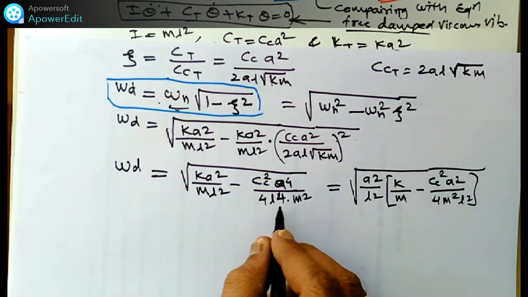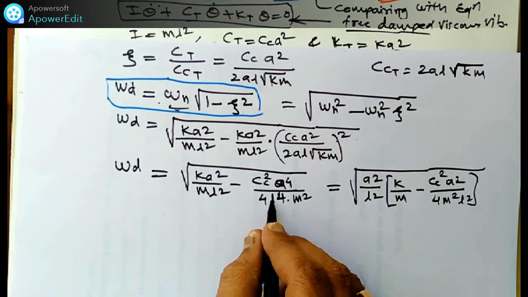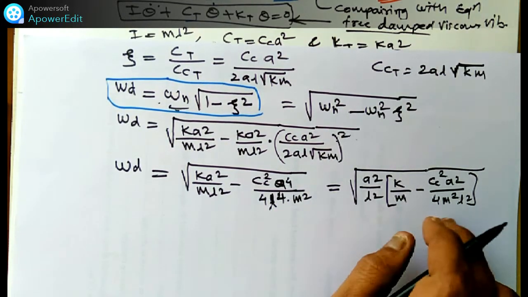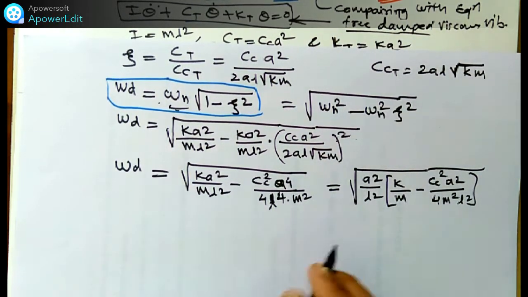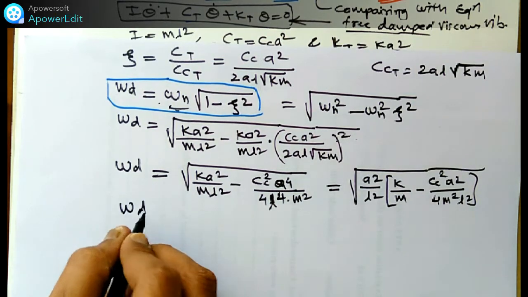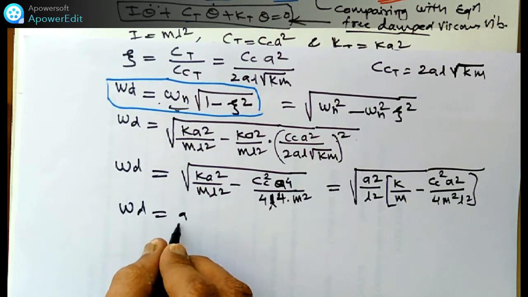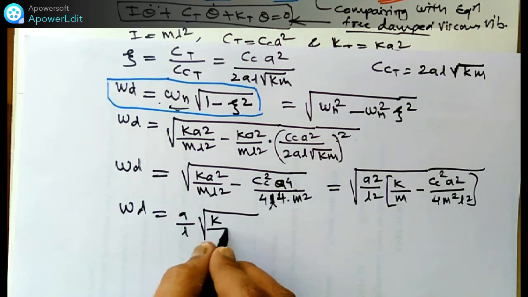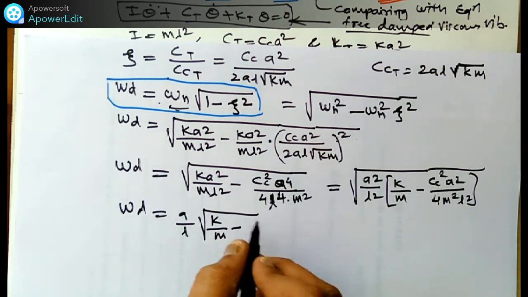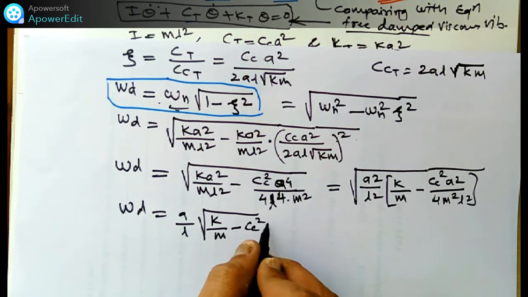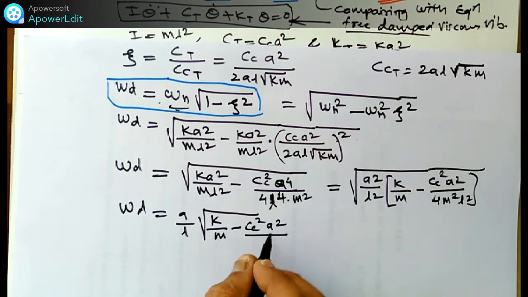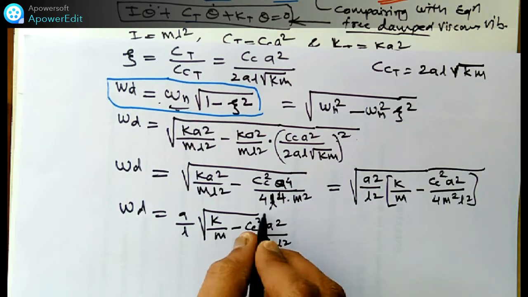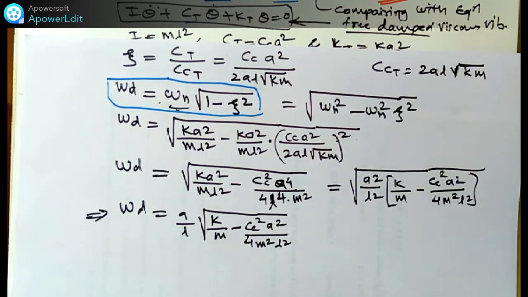This omega d becomes simply a by L, inside the bracket k by m minus Cc square a square upon 4m square L square. So this is the value for omega d. This is a simplified form. We cannot reduce it further. This is the finalized simplified form.